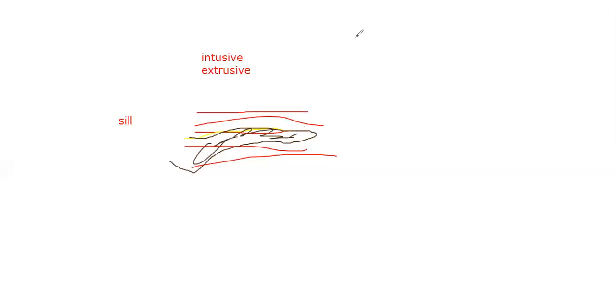So sometimes you'd have these layers, and it's like it's forcing itself between these two layers, right? And forming a feature. It can be of any thickness and it normally extends over a large area, right? So a sill is basically horizontal and a dike is vertical, right?